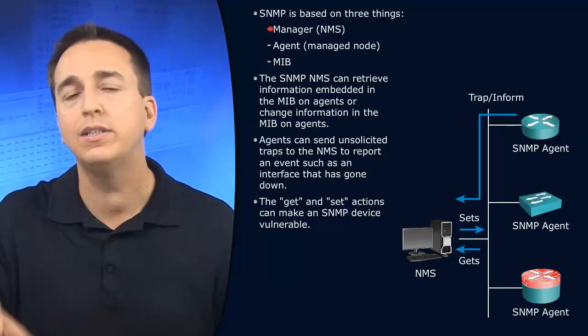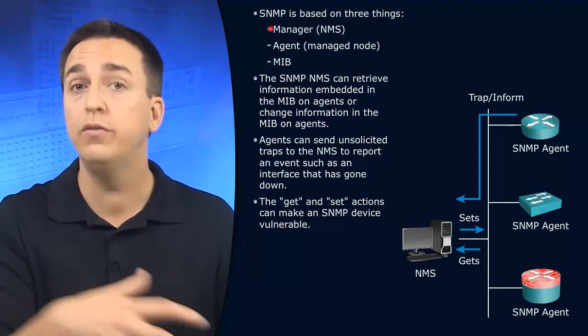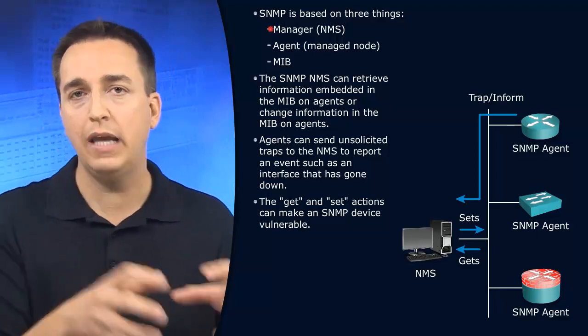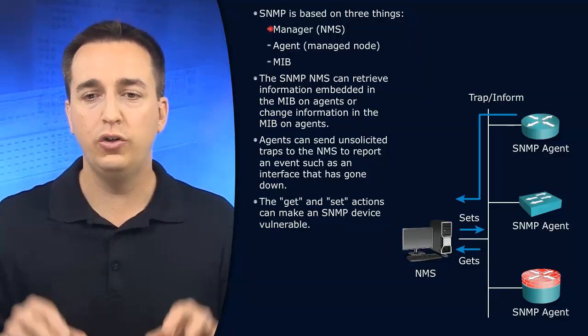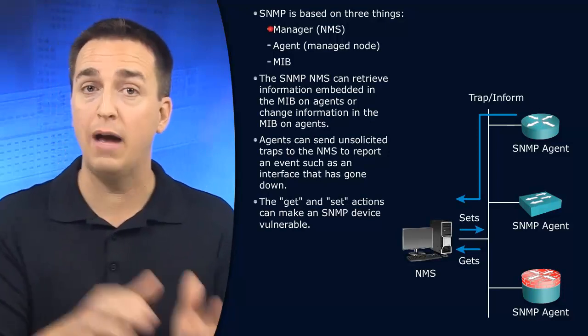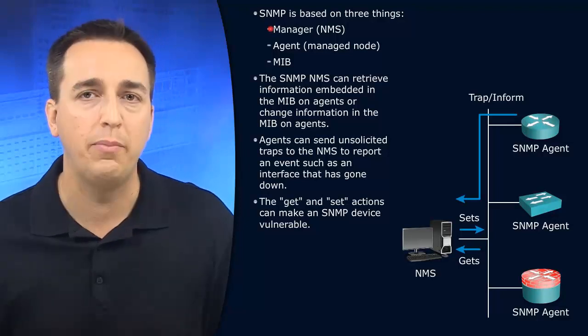However, we can set up our routers and switches and firewalls to send traps or inform messages to that NMS. So instead of waiting for the NMS to grab the information, we might have our devices set up to automatically send a message, that notification known as a trap or inform, to the NMS. What is the difference between a trap and an inform?